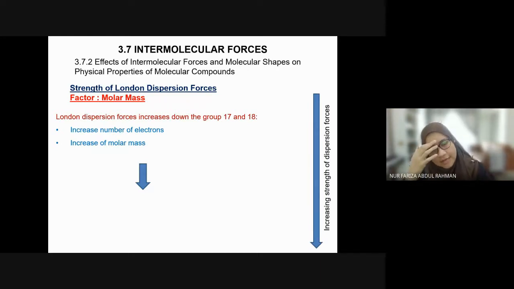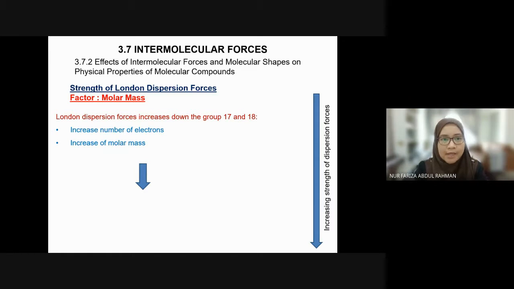Okay, the strength of London dispersion forces. We have a few factors that can affect the strength of London dispersion forces. The first factor is molar mass. Imagine you are given two molecules and you have checked that both molecules are non-polar. How do you decide which one will have a higher boiling point and which one a lower boiling point? Both of them have the same intermolecular forces.